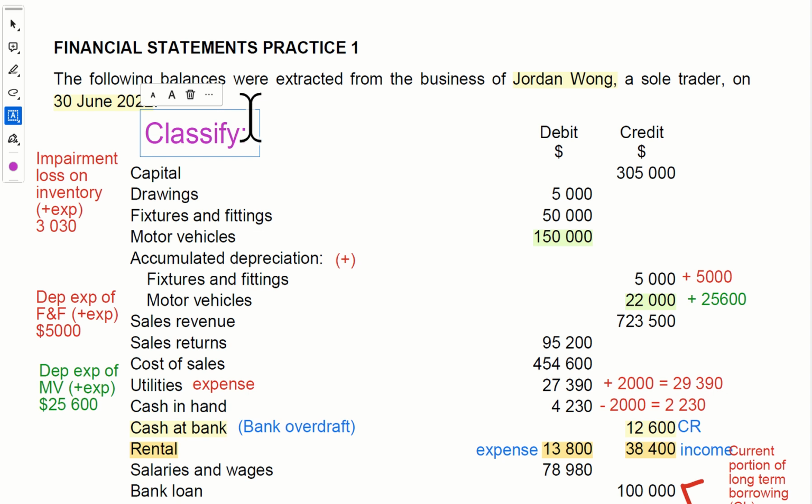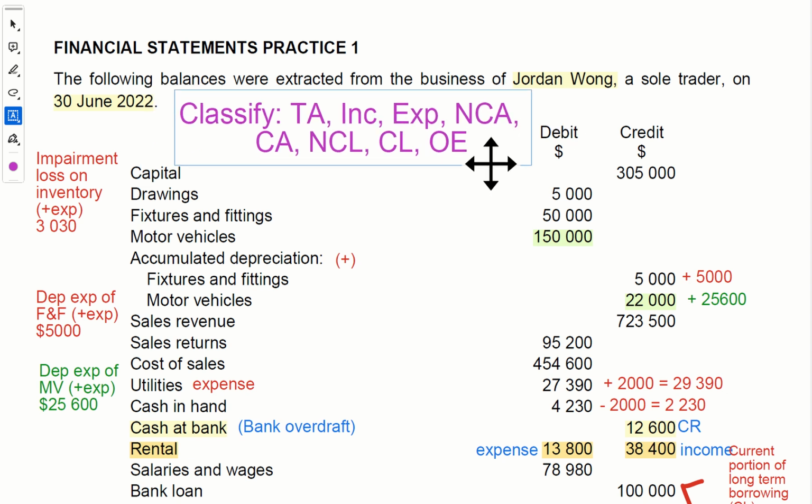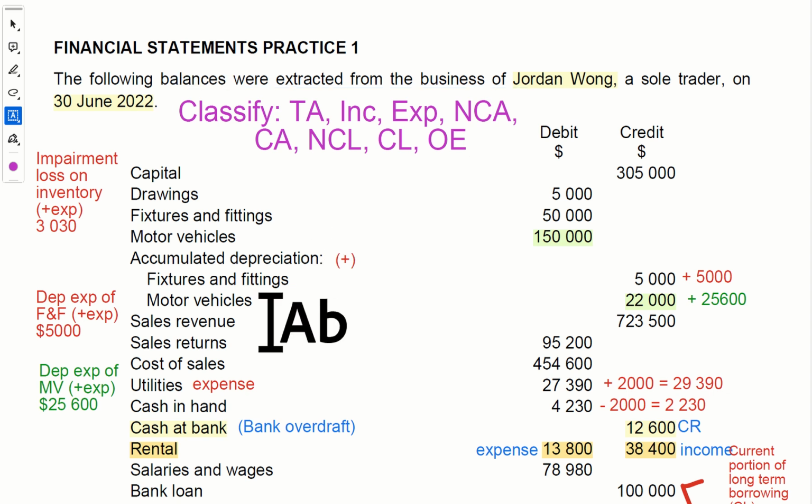Classify into what? You'll classify into your trading account, which is your income, which is your expense, which is your NCA, your CA, your NCL, CL, and your OE. You will classify all of the items into these categories. You will write at the side. You can write beside the number, but you can also write at the side of the words. To make it easier for everybody to see, I will write it beside the words.